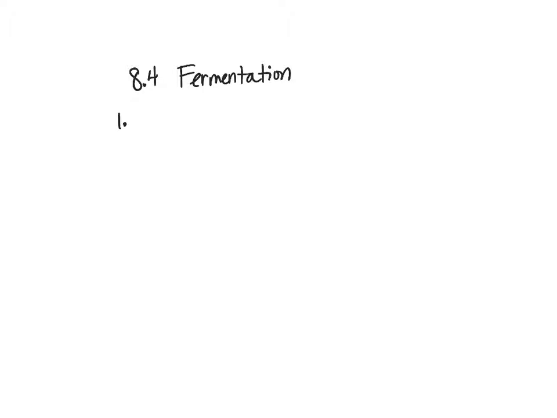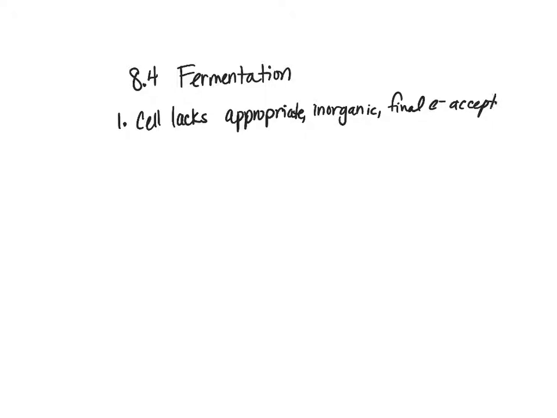So one reason is that the cell lacks the sufficient amount of appropriate inorganic final electron acceptor. Right, so we mentioned that it doesn't have oxygen available, so it won't do aerobic. If it doesn't have something other than that, so an inorganic final electron acceptor, then it can't do that either. So the cell lacks either enough or any at all of an appropriate inorganic final electron acceptor. So it won't be able to do respiration.